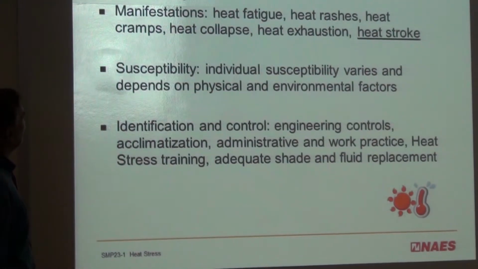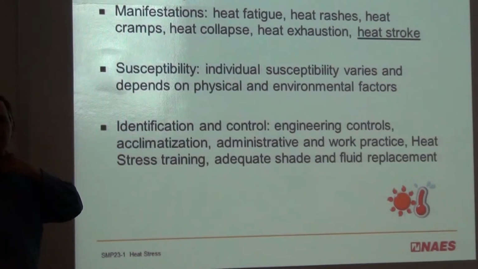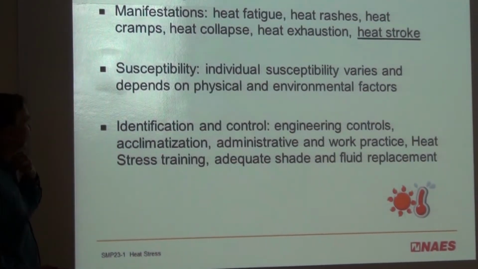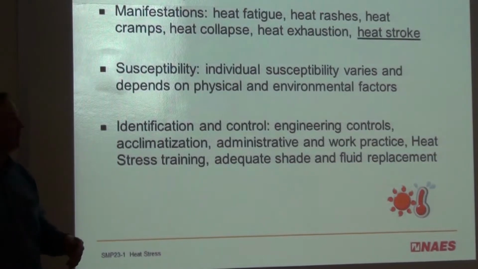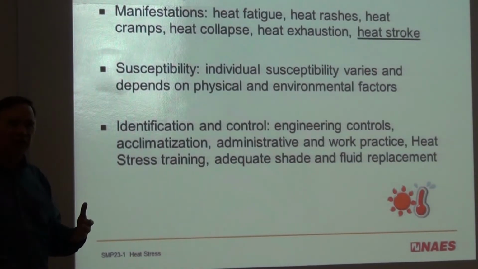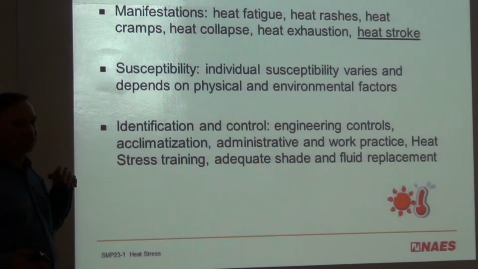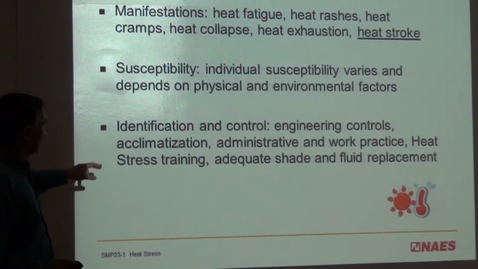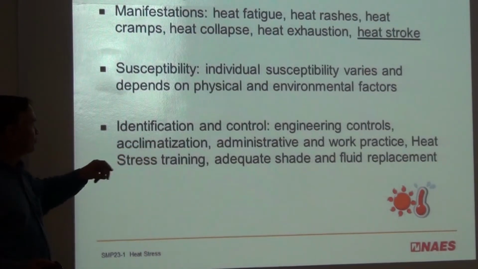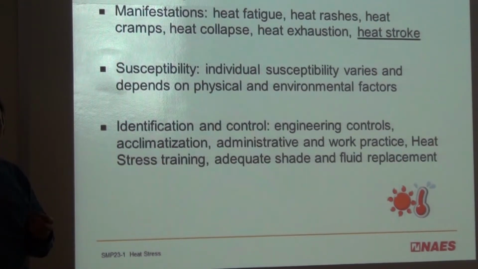And in summary, there's a number of manifestations. Of course, the biggest one to worry about is heat stroke, but all of them require us to get the person out of the heat and cool them down. Susceptibility varies, so as we acclimatize, we get more tolerant to this. And identification and control. We try engineering controls to keep the heat from affecting us. Acclimatization helps. There's some work practice we'll work at, but there's also heat stress training, which we're doing right now, and adequate shade and fluid replacement, which is a constant effort.